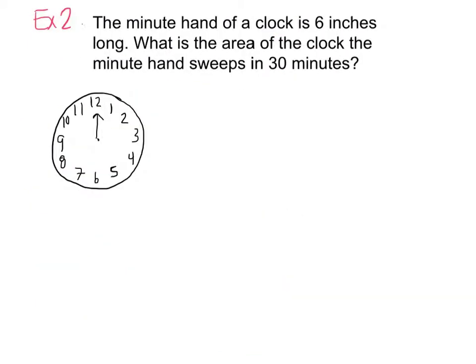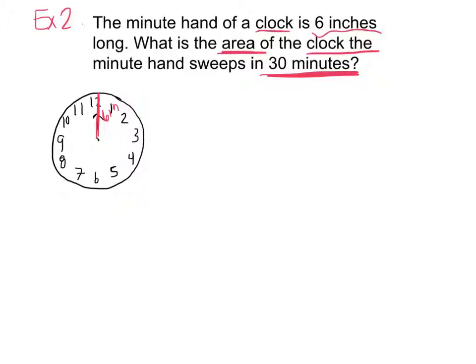Now for example 2. The minute hand of a clock is 6 inches long. What is the area of the clock that the minute hand sweeps in 30 minutes? So let's make this real. So we have a clock. So here's my clock down here. I know that the minute hand is 6 inches long. So I could say from here to here, this is about 6 inches. Okay, then it says find the area of the clock that the minute hand sweeps in 30 minutes.